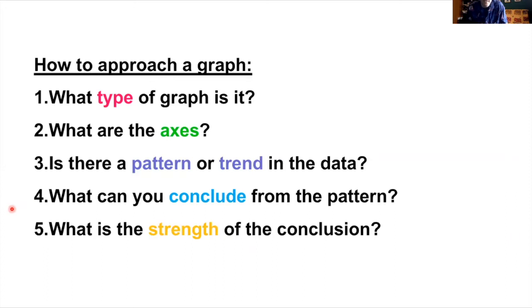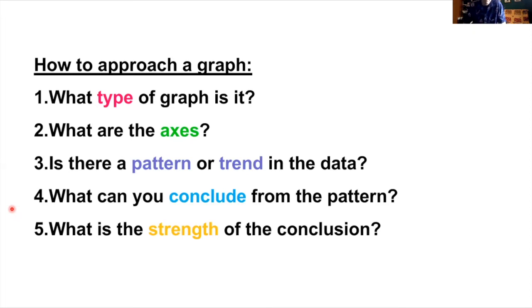Secondly, you should ask yourself, what do the two axes represent? The axes basically represent the sides of the graph. What are they saying? Is there a label on them? Are they numbered, etc.? What are those axes? What am I looking at a relationship between? Okay. Number three, is there a pattern or trend in the data?